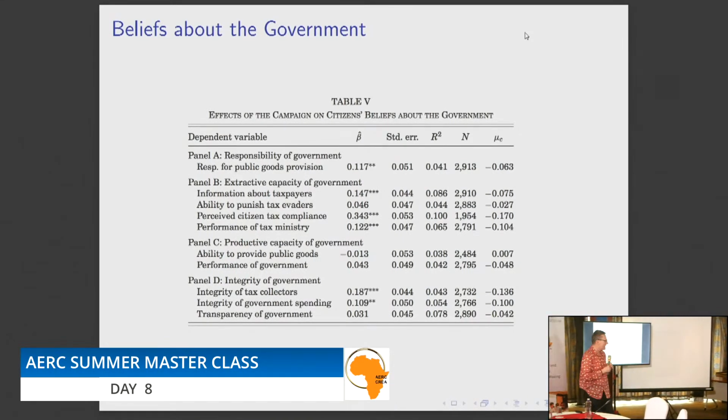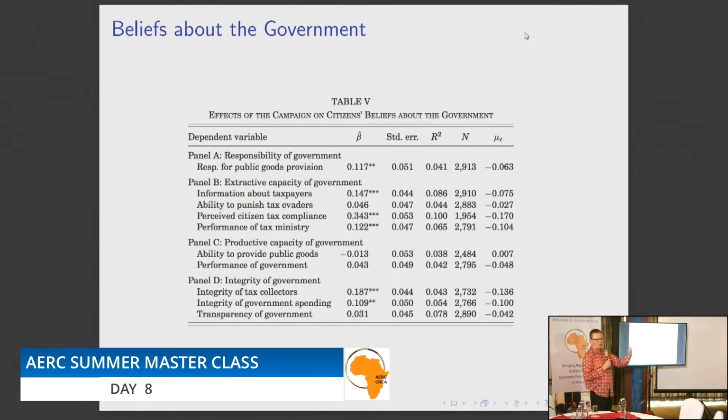They also collected survey information about what this does to your beliefs or opinions about the government. These are a whole bunch of dependent variables, and these are the estimated coefficients from running that ordinary least squares regression model I showed you with all these different dependent variables. This is trying to show whether the campaign significantly impacts people's beliefs about the government. It's sort of puzzling: it significantly increased your beliefs about the integrity of tax collectors.